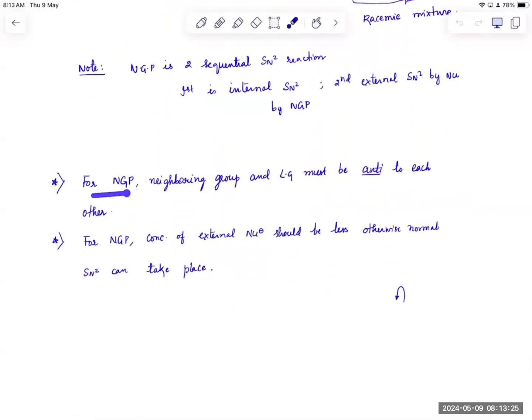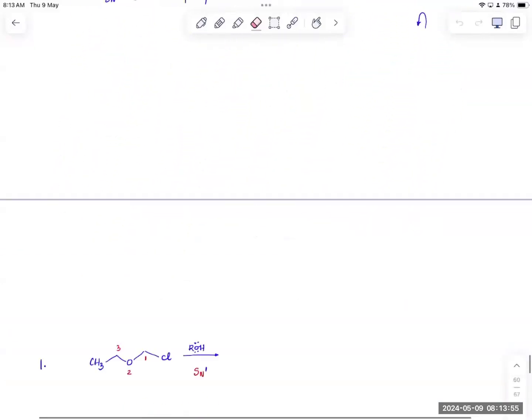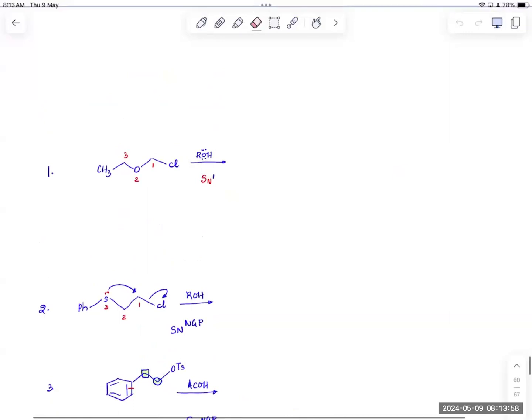What are the conditions? For NGP, the leaving group must be anti to the other group. Okay, the leaving group and the attacking group should be anti to each other. For NGP, the concentration of external nucleophile should be less, otherwise normal SN2 can take place. In case the nucleophile is stronger, then we can expect another reaction can happen here. It means SN2 can also happen here. Got it? Let us see this case one by one.